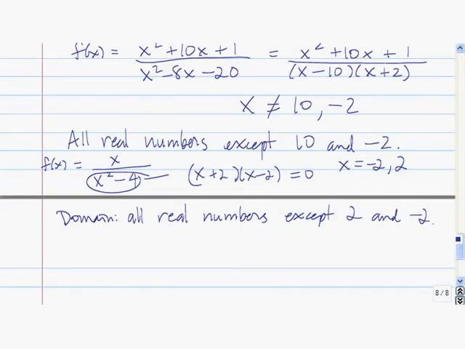If we want, we can use some fancy notation. We can write the set of all x such that x is a real number and x is not equal to 2 or negative 2. Again, this means that x is a real number and x cannot be equal to 2 or negative 2. That would be the fancy way of writing this statement.